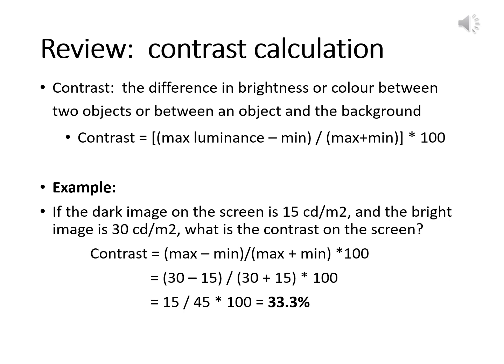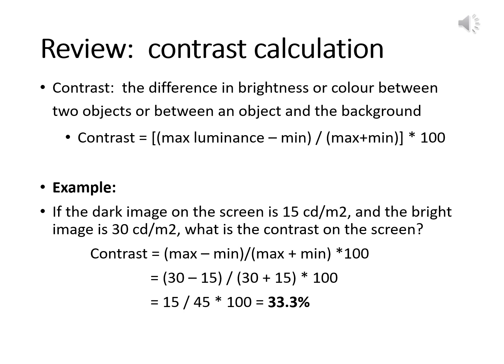Now we will look at how to do a contrast calculation. A reminder that contrast is defined as the difference between the brightness or color of two objects, or the difference in brightness or color of an object compared to its background. To find the luminance, we measure the brightness of the brighter object using a luminance meter, and then we measure the luminance of the darker object or the background, again with the same meter. The unit of luminance is candelas per meter squared.